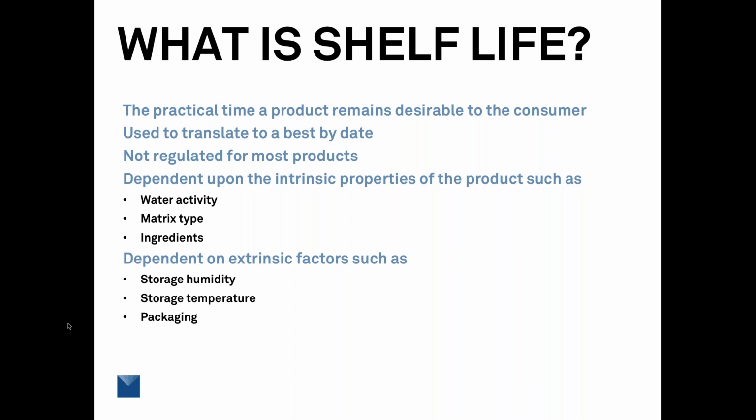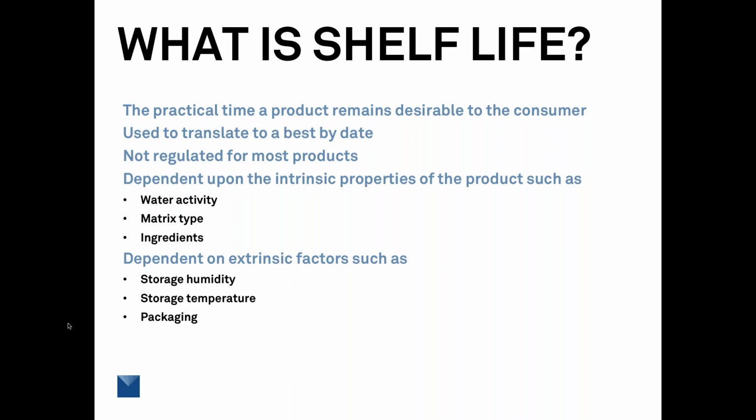It can also refer to how long the product has remained safe. Sometimes what ends shelf life can be quality related, sometimes it can be stability related. So we're going to talk about all those factors as we go through our presentation. Oftentimes, a shelf life is used to determine what's called a best by date or a use by date, often put on labels.